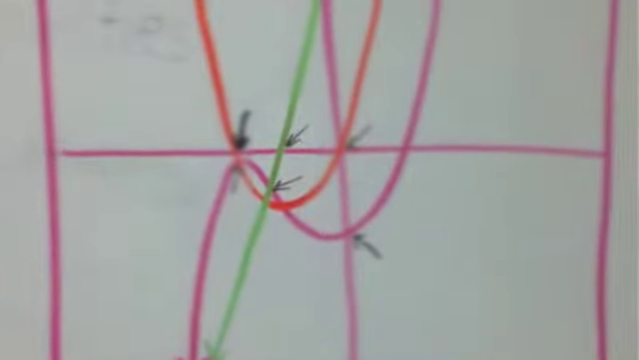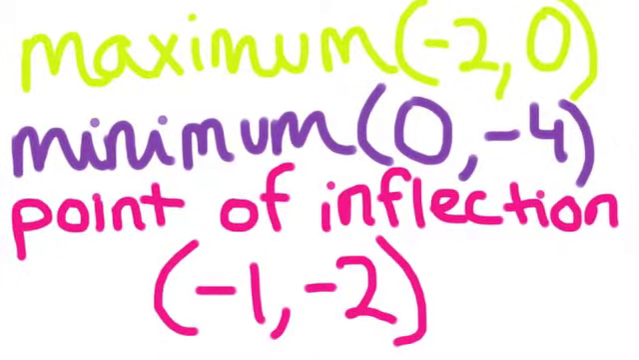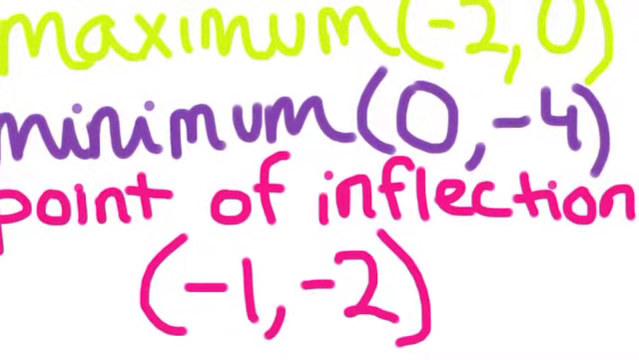You use the second derivative, which is the green line, to find the point of inflection. You find the zero of the green line and then trace on the real function. The maximum is (-2, 0), the minimum is (0, -4), and the point of inflection is (-1, -2).